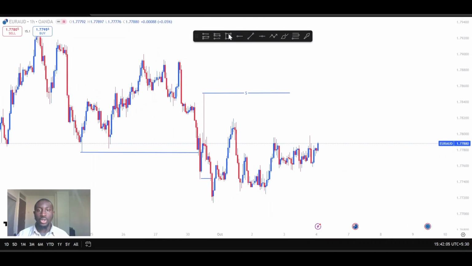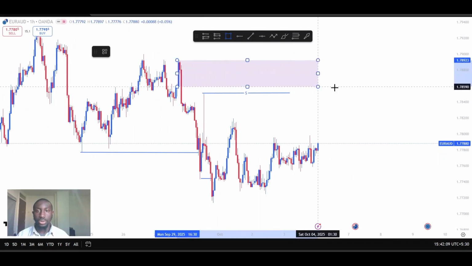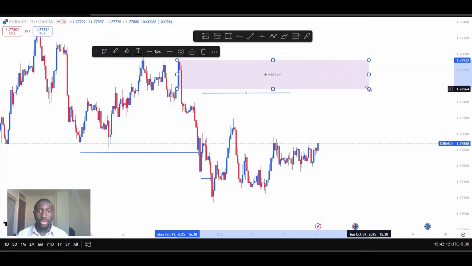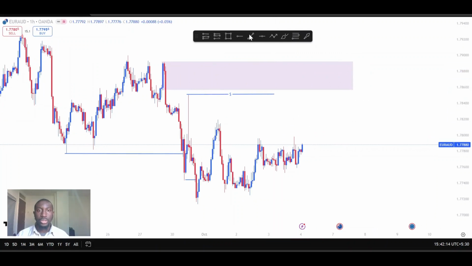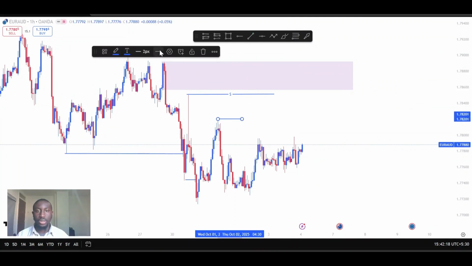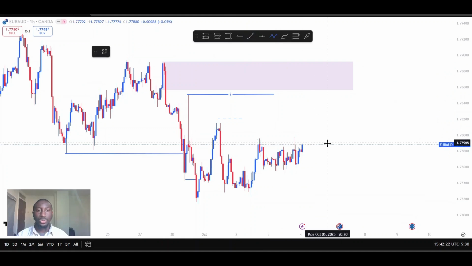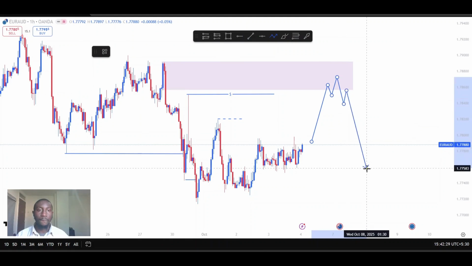So what we are expecting price to do, we are expecting price to come to this area before we are going to sell off. This one is now inducement. So we are expecting price to rally up all the way to this area, give us a change of character, and then we sell off.